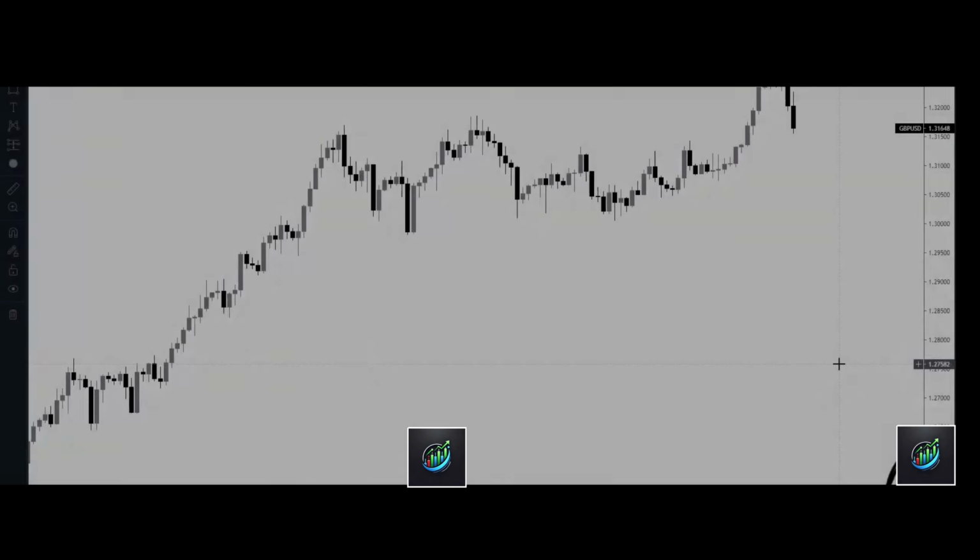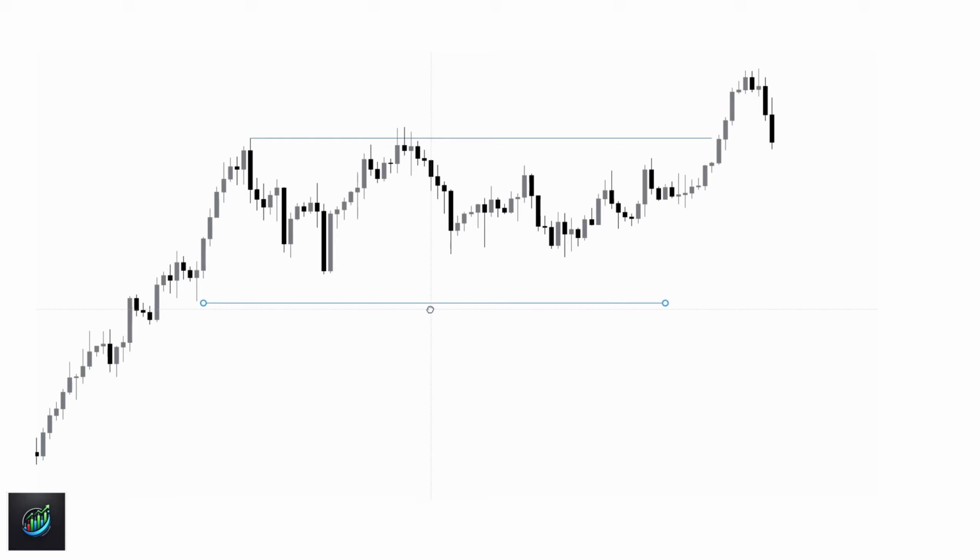Now let's take a look at an example using pound US dollar for how to look for risk entries and confirmation entries. We're going to start on the 4-hour chart. And what we'll do right off the bat is we'll map out that price is moving in an uptrend. We can see that we're creating higher highs and higher lows. And price was moving in this overall range.